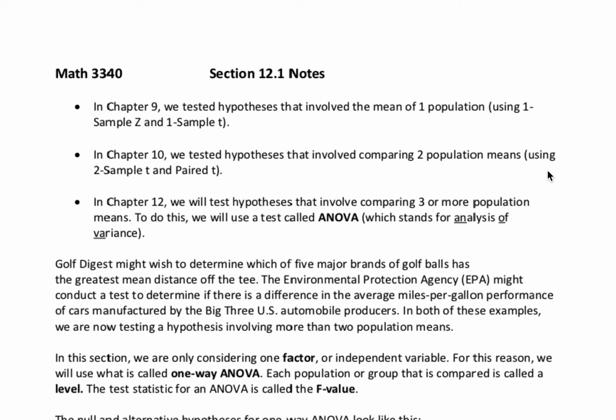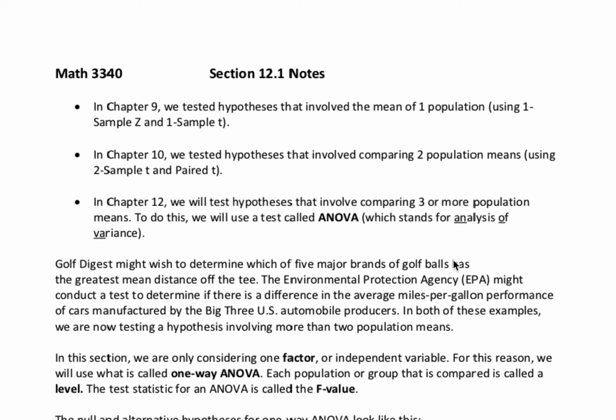In chapter 10, we tested hypotheses that involved comparing two population means to each other. We used two sample T for independent samples and paired T if they were not independent. Now in chapter 12, we're going to test hypotheses that involve comparing three or more population means. And we use a test called ANOVA for this, which stands for Analysis of Variance.